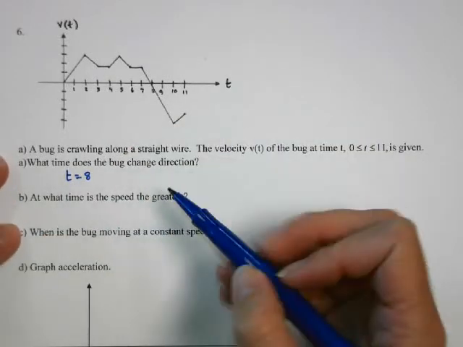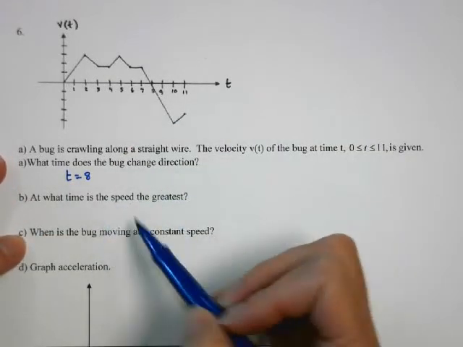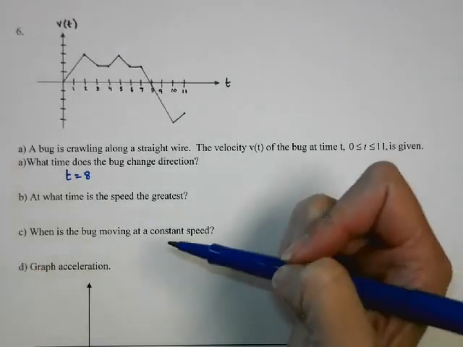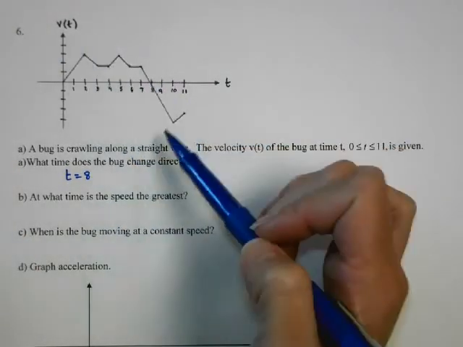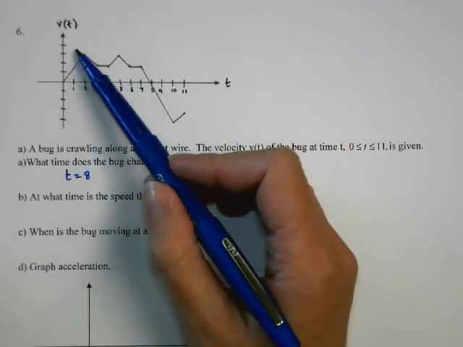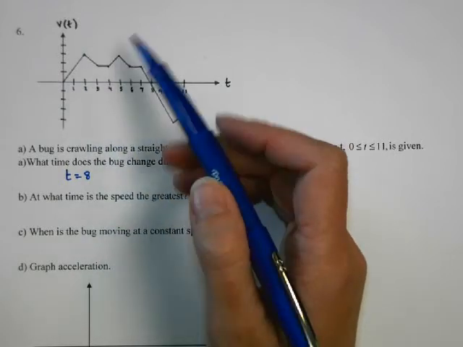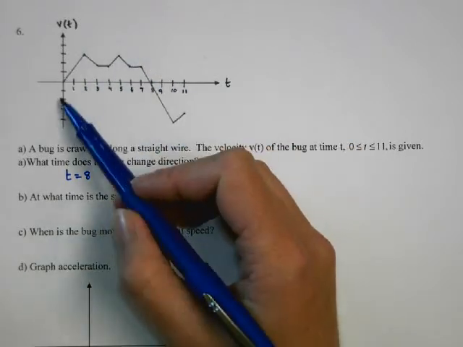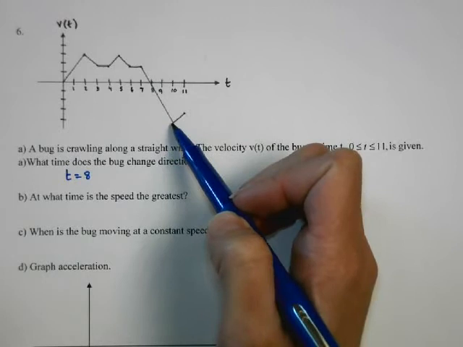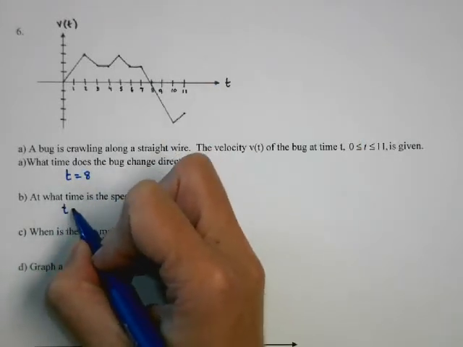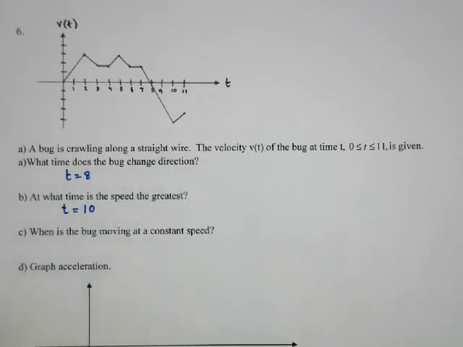At what time is the speed the greatest? So speed is the absolute value of velocity. So our contenders are going to be any maximums or minimums. So here our velocity is 3, so our speed is 3 here and here. Here our velocity is -4, which means my speed would be 4. So it's moving at the greatest speed at t equals 10.